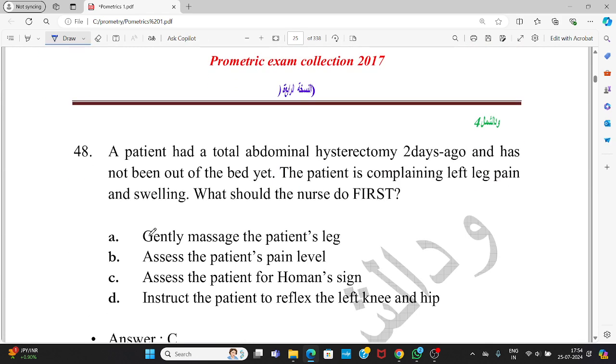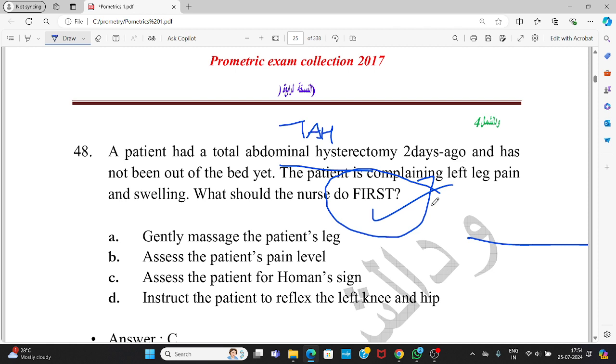A patient had a total abdominal hysterectomy 2 days ago. What is hysterectomy? It is TAH, total abdominal hysterectomy, which means the removal of the uterus. The patient has not been out of the bed yet and is complaining of left leg pain and swelling. What should the nurse do first? The patient is bedridden, so you should always check the patency of the veins and arteries. It is a direct answer.